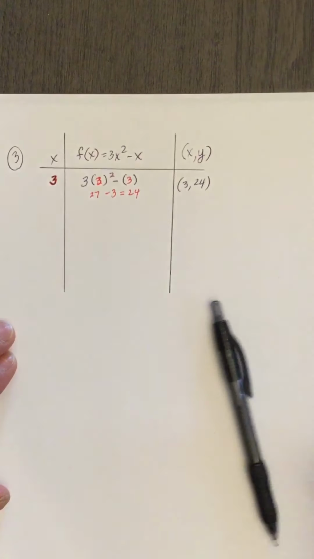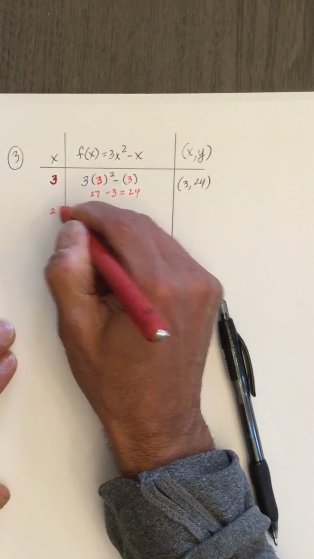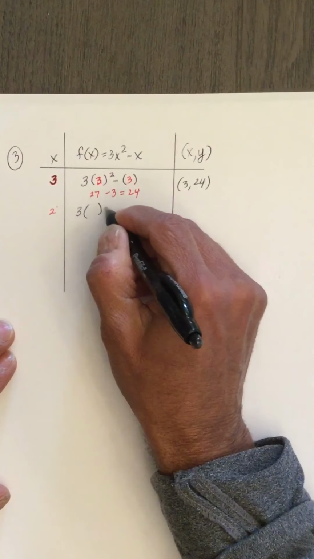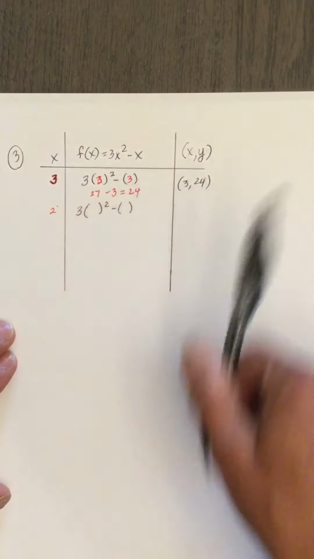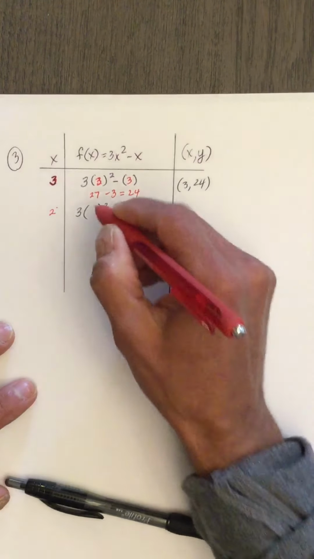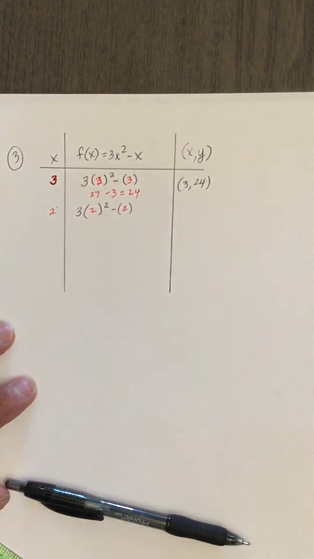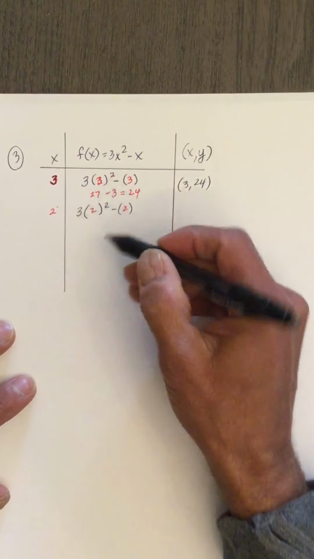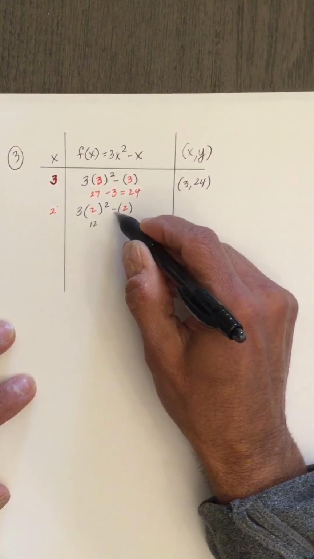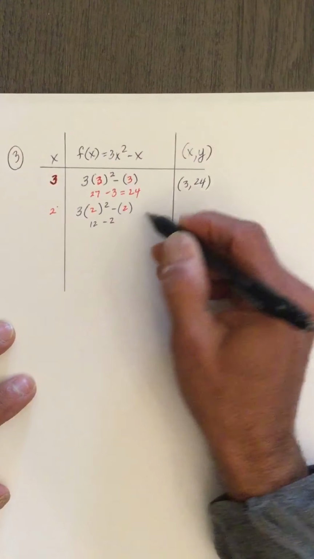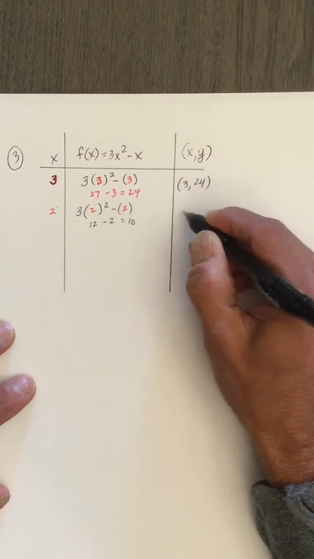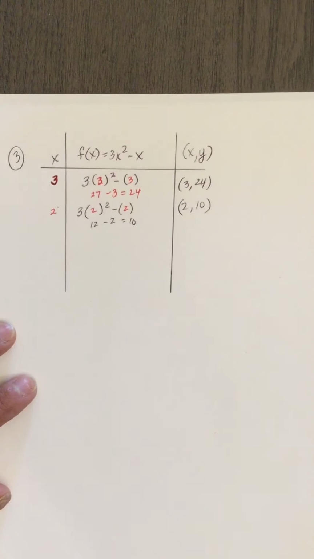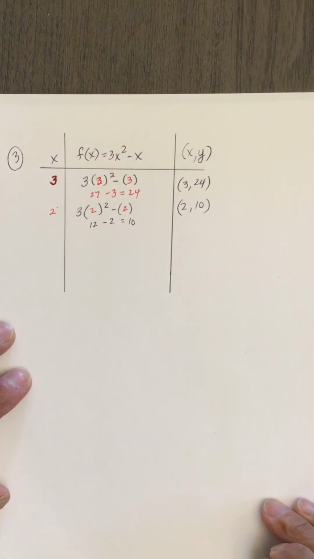This time, let's put a 2 in here. So we got a 3 in the front, then parentheses, squared, minus parentheses. What are we going to put in here? We're going to put a 2, right? 2 squared is 4. 4 times 3 is 12. Minus 2. What's 12 minus 2? 10, right? So when I put a 2 in, I got a 10 out. Remember, all we're doing is plugging numbers in, okay?